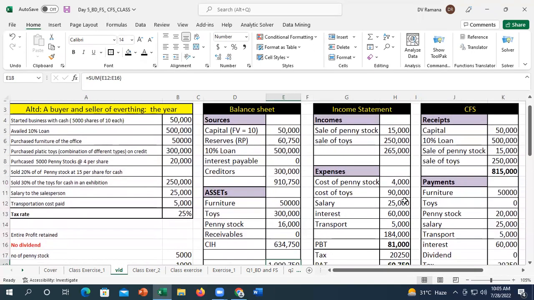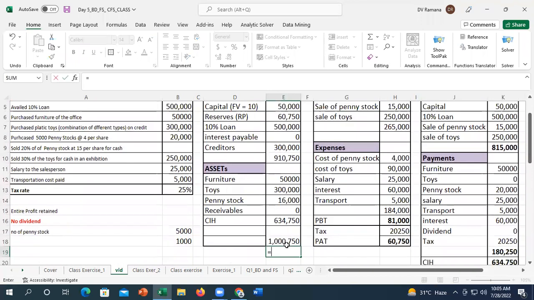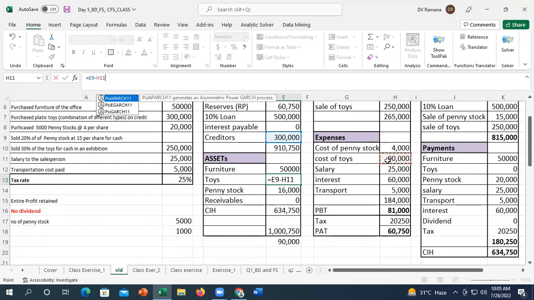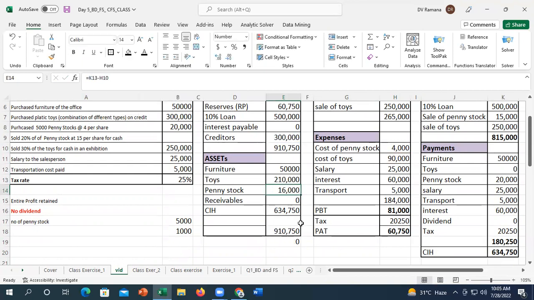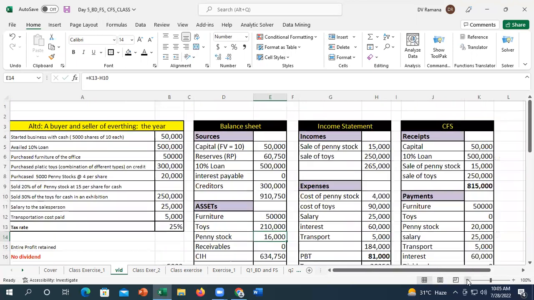Let us check here. There is a difference here. We can observe that 110, 90,000. The cost of toys, yes, the toys value should have come down. So in case you see that the balance sheet does not balance, it is not possible, right?